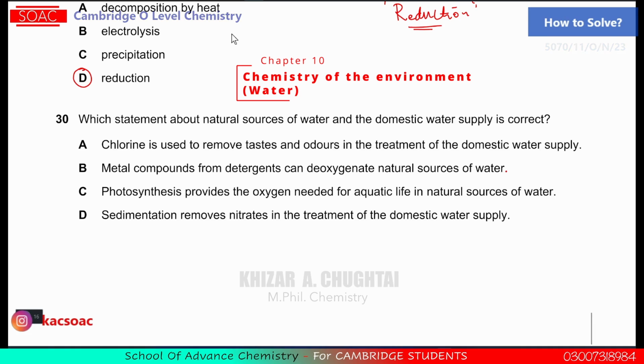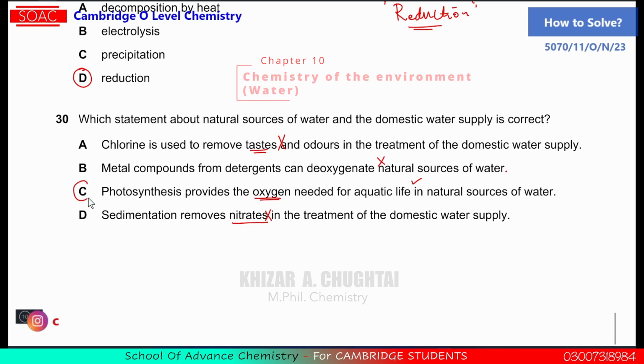No. So basically, the first one is incorrect. Carbon is used to improve the taste and odor as well. Again, metal carbonate from the detergent cannot deoxygenate. And C. Photosynthesis provides the oxygen needed for aquatic life. Yes, during photosynthesis, oxygen is made, which is used for aquatic life. It is true. Sedimentation removes solid particles, not nitrates. So C is the correct option.